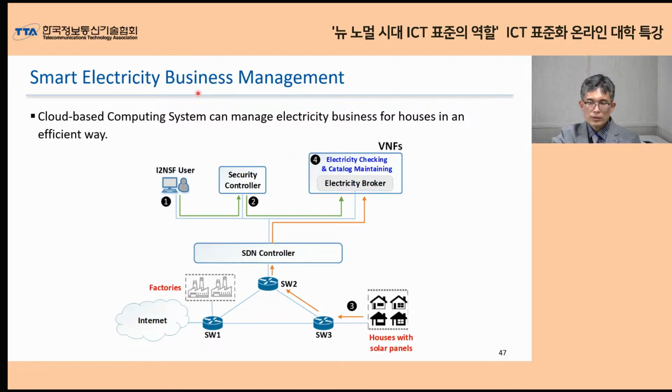And also, smart electricity business management can be done. Such as, many people have a solar panel on top of their roof. We save solar energy, and then using an electricity broker on top of a VNF environment, we can negotiate the sales of the extra energy. Also, we can deliver that energy to the factory.